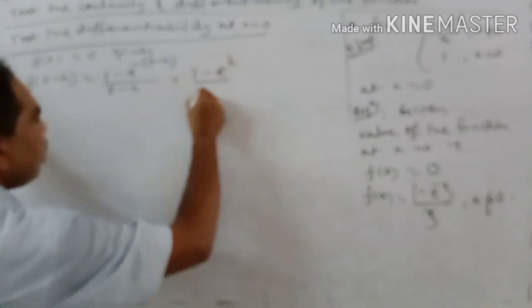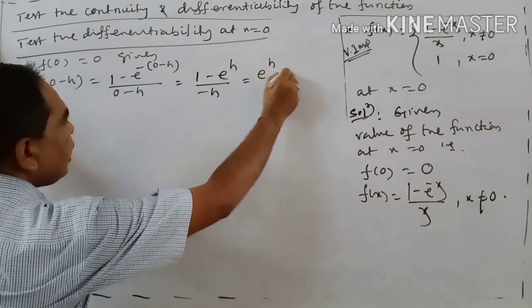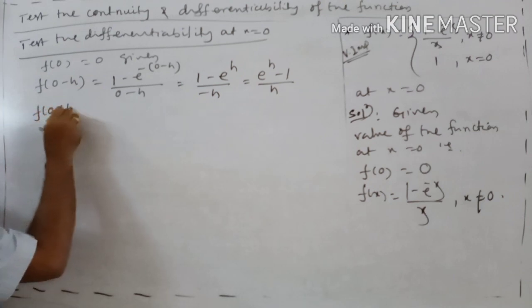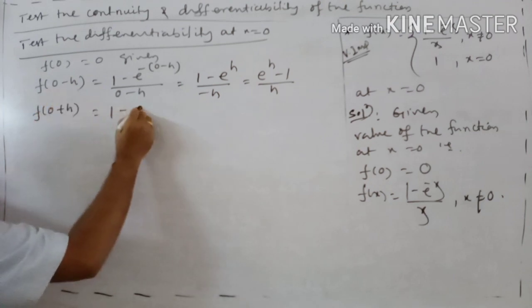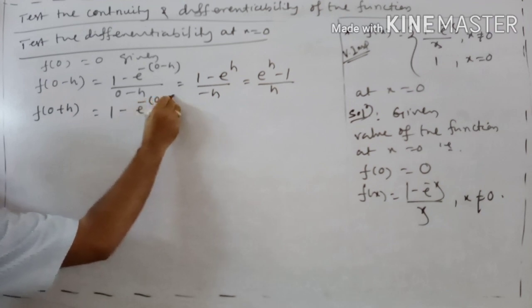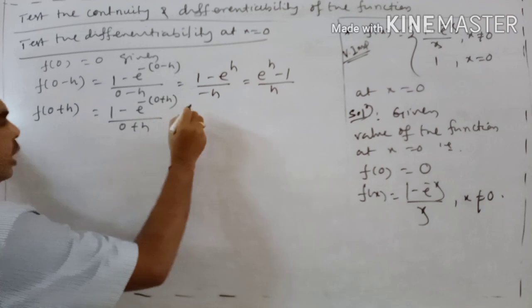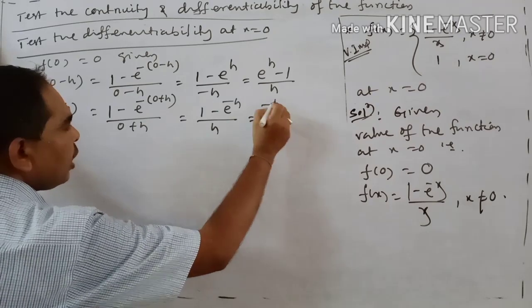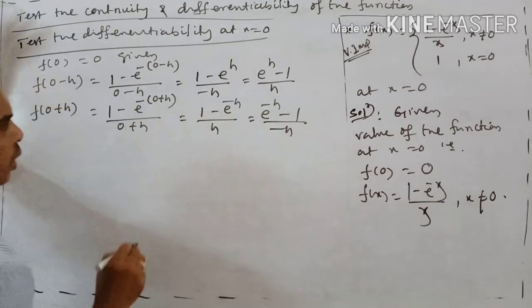So 1 minus e to power minus of 0 minus h divided by 0 minus h. We put 0 minus h in place of x. So this is 1 minus e to power plus h divided by minus h, which is e to power h minus 1 by h. Next, f of 0 plus h is equal to 1 minus e to power minus of 0 plus h by 0 plus h, which is 1 minus e to power minus h by h, equal to e to power minus h minus 1 by minus h.